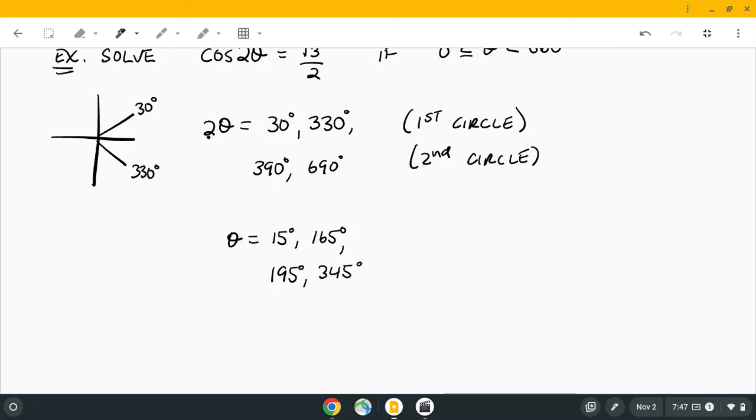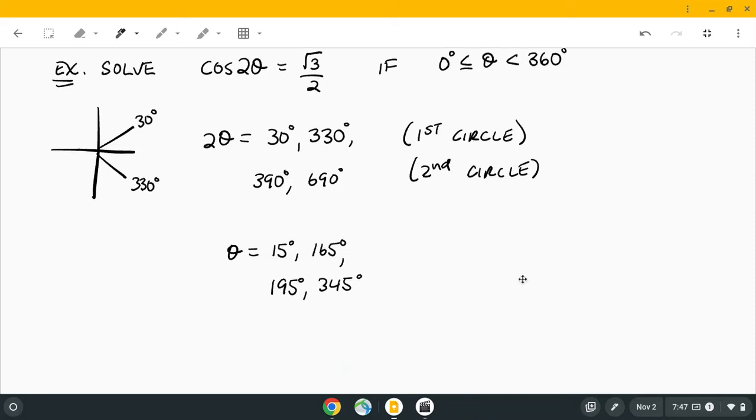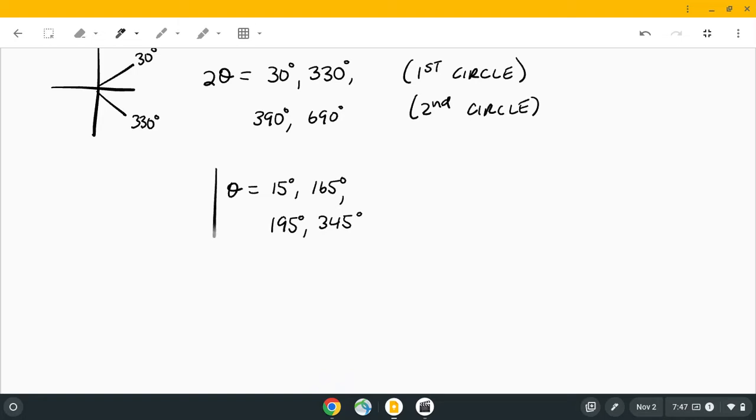So when we have 2 theta equals these 4, clearly we are outside of 360. But when we divide all of them by 2 to solve for theta, you'll see that all 4 of these are within the boundaries between 0 and 360. Okay, so that's how it works.